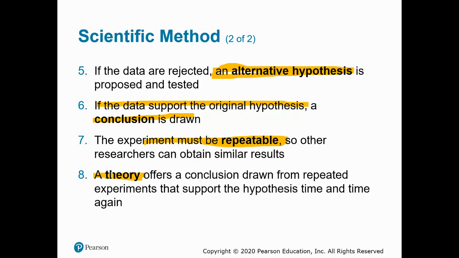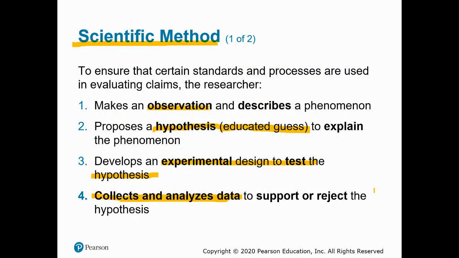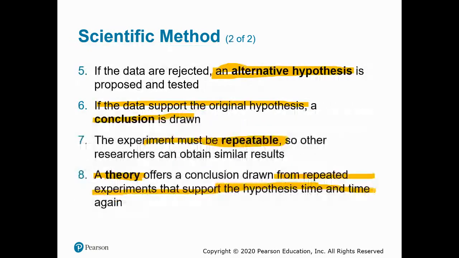Ultimately, the scientific method can lead us to the concept of a theory, which is where we've had enough experiments that all draw the same conclusion, right? So a theory can emerge from repeated experiments that support the hypothesis over and over and over again. If we read one research study and its conclusions, that's just one research study. In order to actually formulate a theory, ideally we would have dozens or hundreds of research studies that look at the same question and achieve the same conclusion.